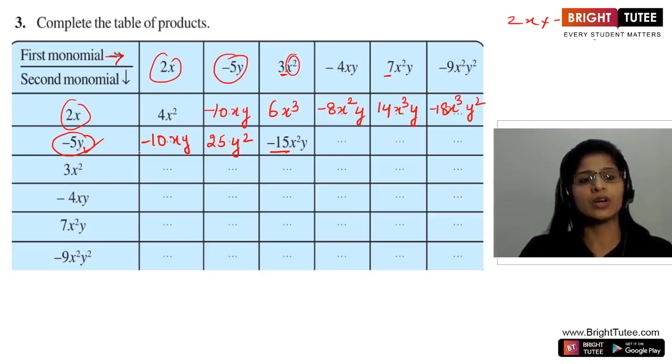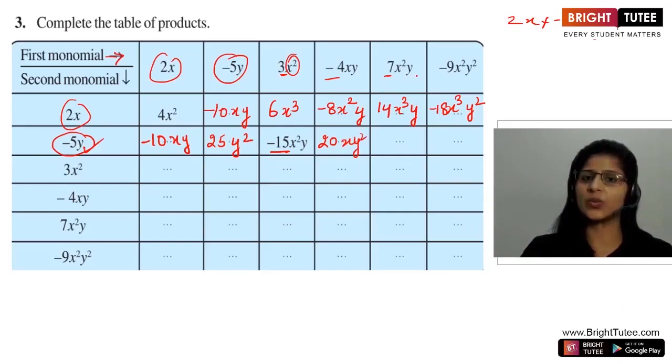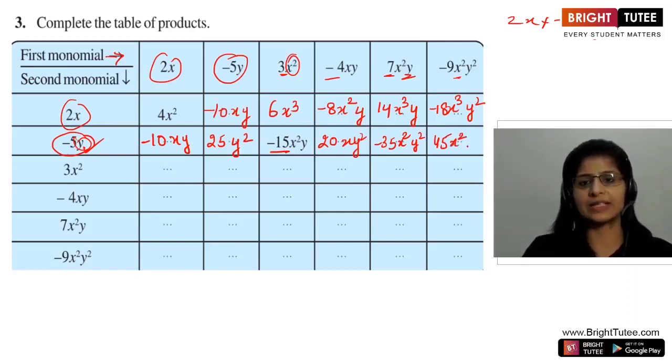Clear? Now minus 4x into minus 5y is plus 20, and x will remain x, y into y will become y square. Then 7x square y, 7 and minus 5, minus 35, x square as it is, and y into y becomes y square. Then minus 9 and minus 5 is 45, x square as it is, and y square gets combined with y, makes it y cube.